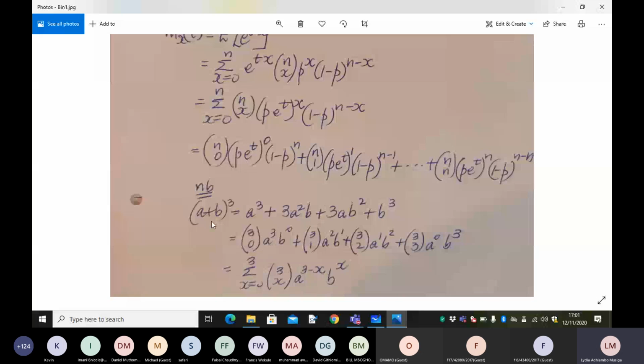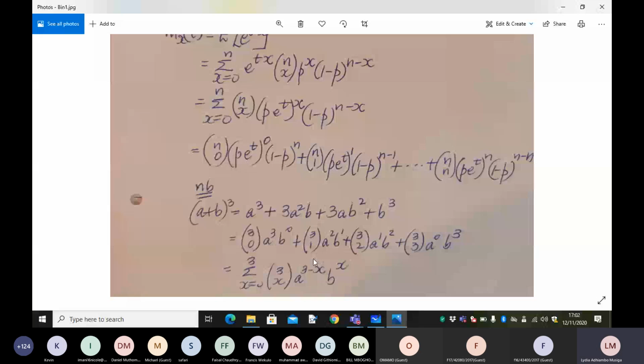So a plus b raised to power 3, if we expand, is a cubed plus 3a squared b plus 3ab squared plus b cubed. We want to move from what we know to what we do not know. We all know that a plus b cubed gives us the quantity to the right, which can be expressed in combination form as 3 combination 0, a cubed, b raised to 0 plus 3 combination 1, a squared, b raised to 1. So I'm using this for illustration purposes.